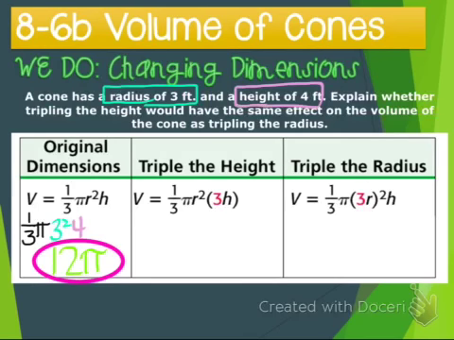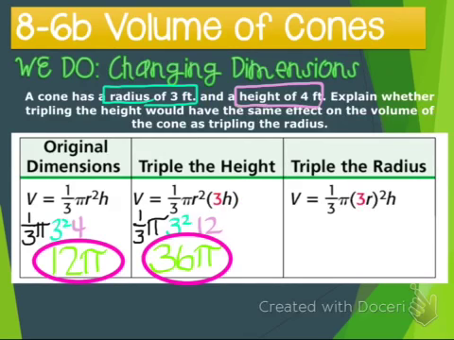If we triple the height, I want you to notice that height is just 1, like to the power of 1. If we triple the height, we should get triple the volume because height is just to the first power, but let's see if that happens. So I've done the math here, and you should notice that when we triple the height, we actually triple the volume, 12 times 3. The next dimension we're going to change is the radius.